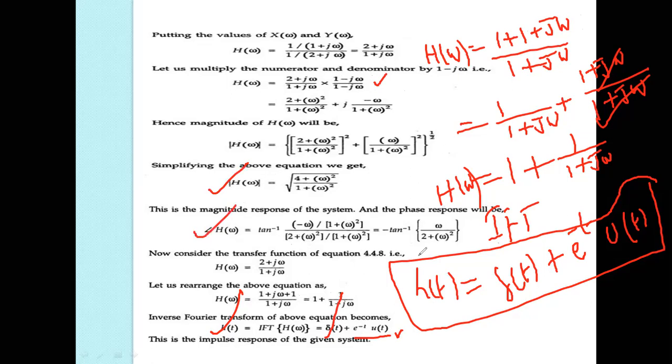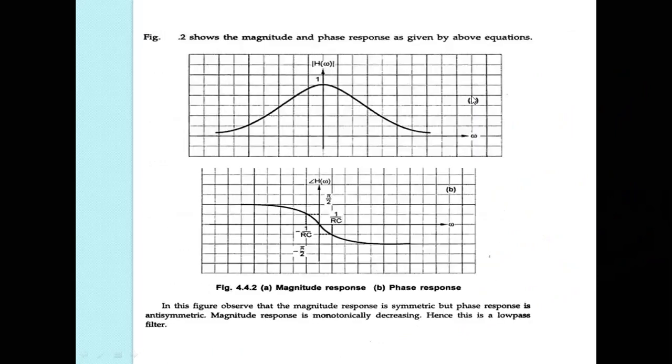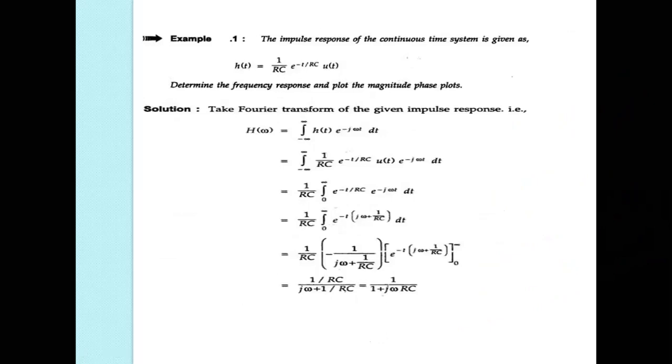To find the impulse response H of t, take 1 plus 1 by 1 plus j omega. For 1, the inverse Fourier transformation is delta. For 1 by 1 plus j omega, it is e power minus t mu of t. Okay, my dear students, this is a very important example, sir. H of t is equal to 1 by RC e power minus t by RC mu of t.